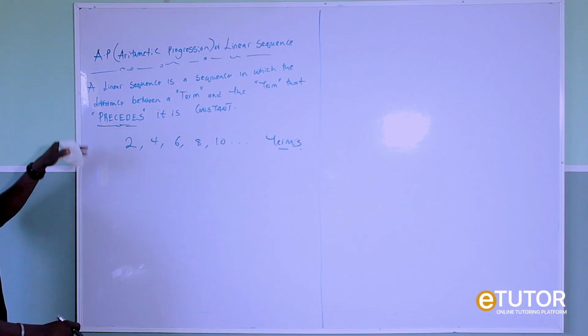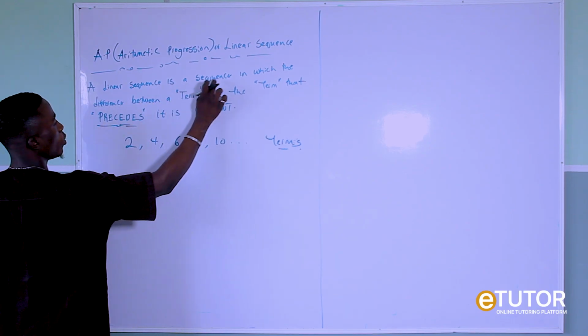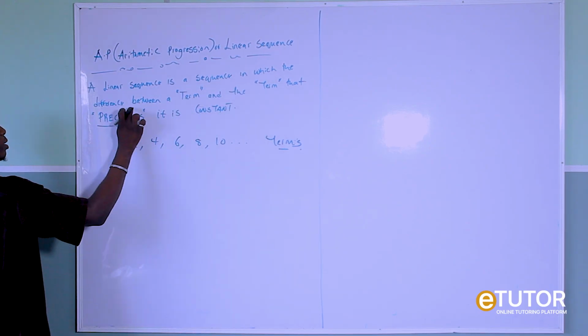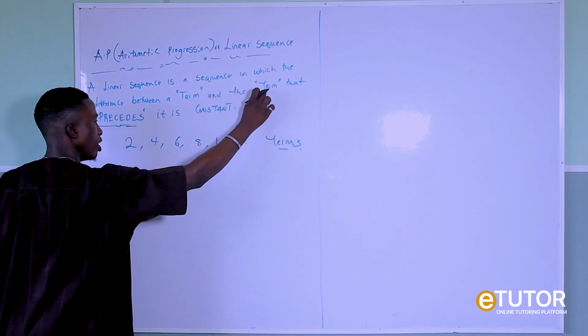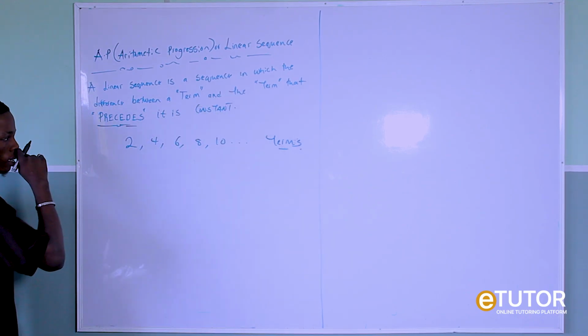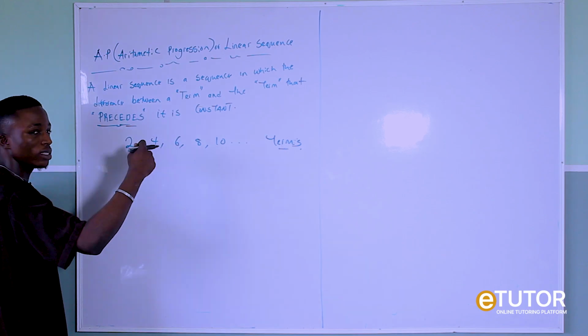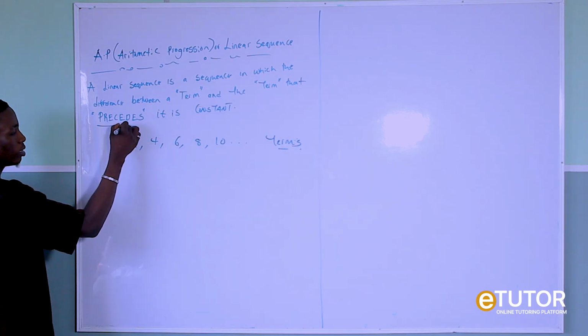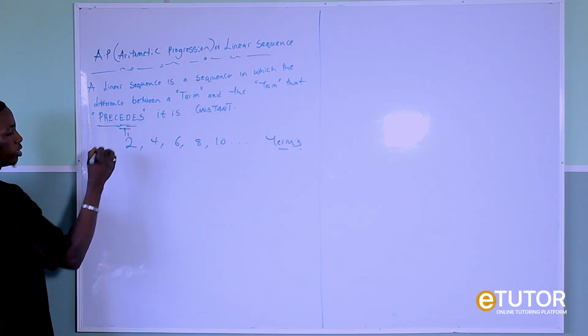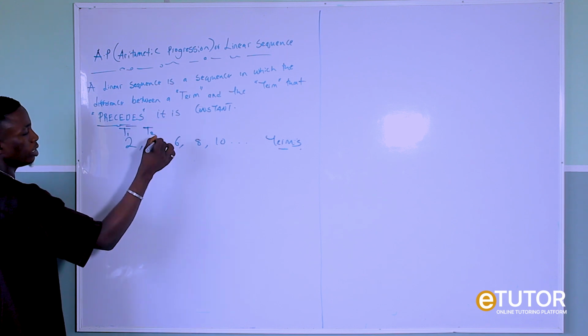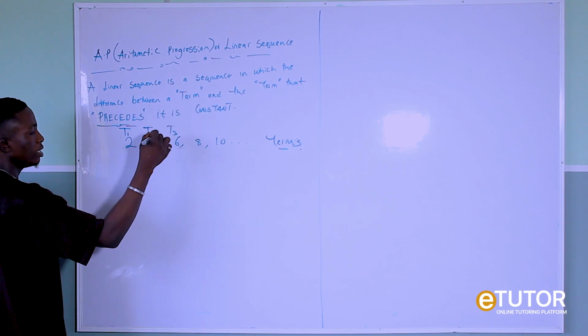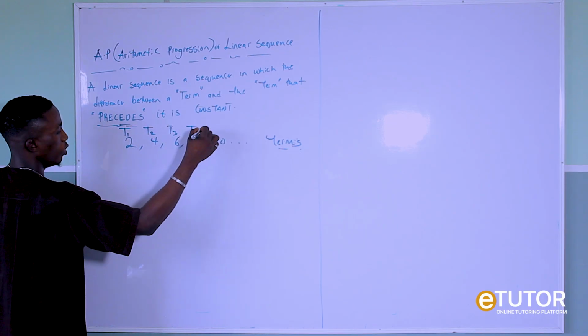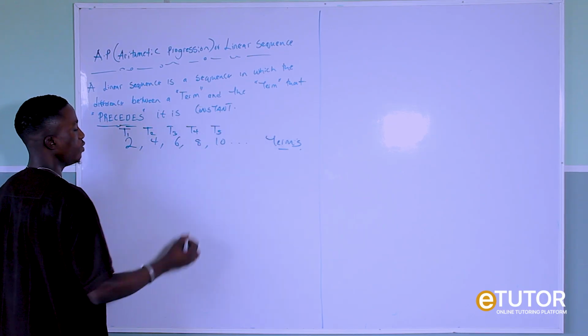Following this definition, an AP is a sequence in which the difference between a term and the term that precedes it is constant. The word precedes means comes before. This is the first term of this sequence, T1. This is the second term, T2. This is the third term, T3. This is the fourth term, T4. This is the fifth term, T5.